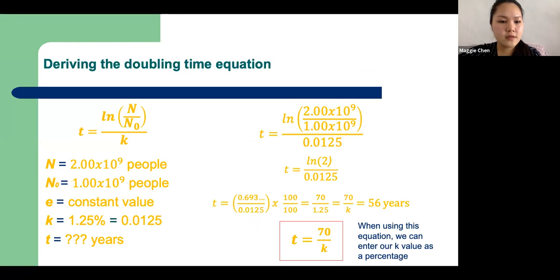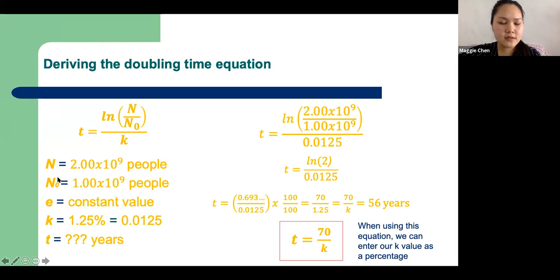So along with T, referring back to that video, how the professor started talking about doubling time, this is how we can get the doubling time equation. If we're given a population whose initial size, say, was 1.00 times 10 to the 9 people, and it doubles to 2.00 times 10 to the 9 people, we can plug it into this original T equals ln of N divided by N naught, all over K equation, but there's also an easier doubling time equation that's just T equals 70 over K.